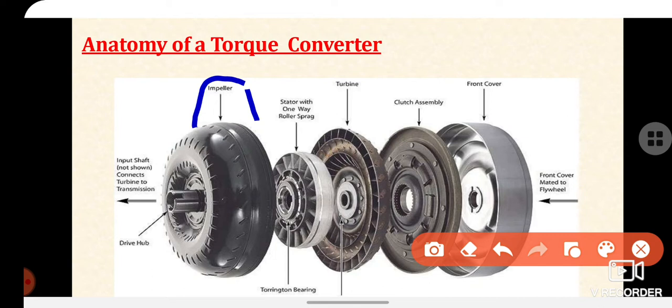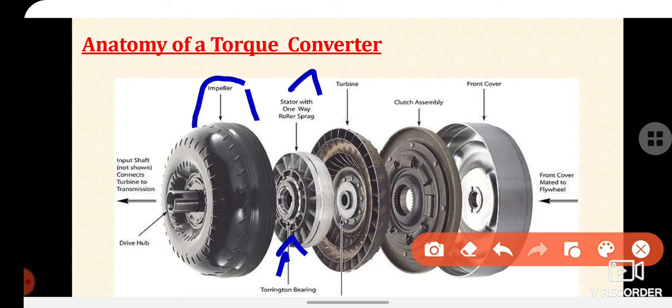It acts as a centrifugal pump which sucks the fluid from the automatic transmission and delivers it to the turbine. Then next component we will discuss here.